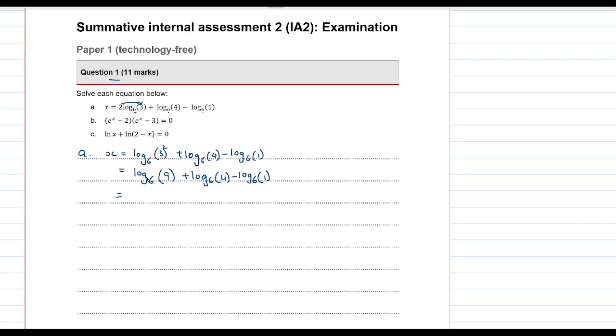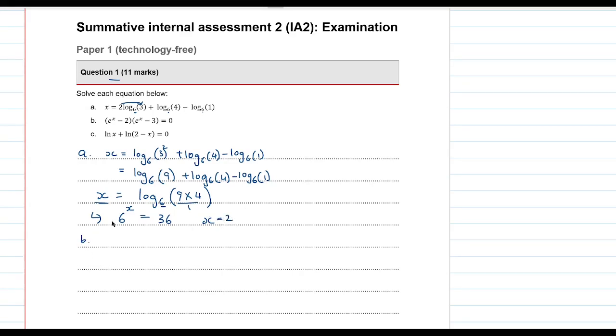At this point, we know that when we are adding logs, you can combine them into one bracket by multiplying them. And if you're minusing a log, it's the same as dividing by it. At this point, we know that this can be written as 6 to the power of x, so 6, the base, to the power of the answer equals what's inside the bracket, which is 36. And we know that from here, x has to equal 2, because 6 squared is 36.